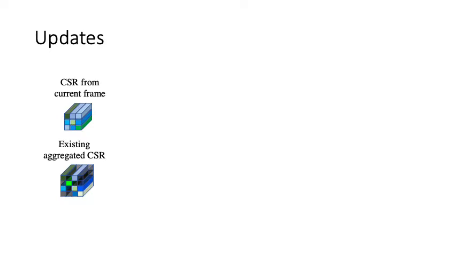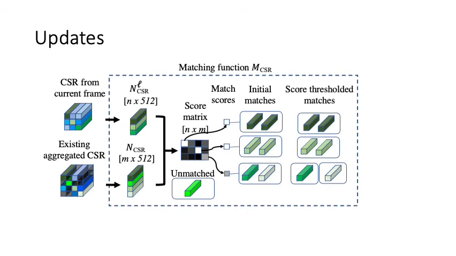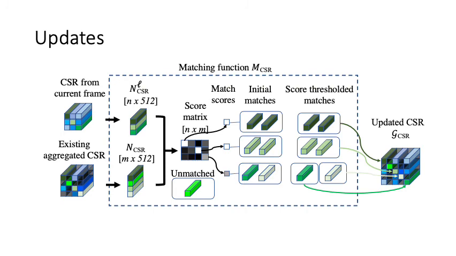Given a CSR for the current frame and a CSR aggregated over previous frames, we want to integrate the information from the current frame into the aggregated representation. To do so, we design a matching function. This function leverages the fact that our contrastive loss encourages features corresponding to the same relationship to have high cosine similarity. Hence, cosine similarity can be used to match features and add new ones, thereby updating the representation.